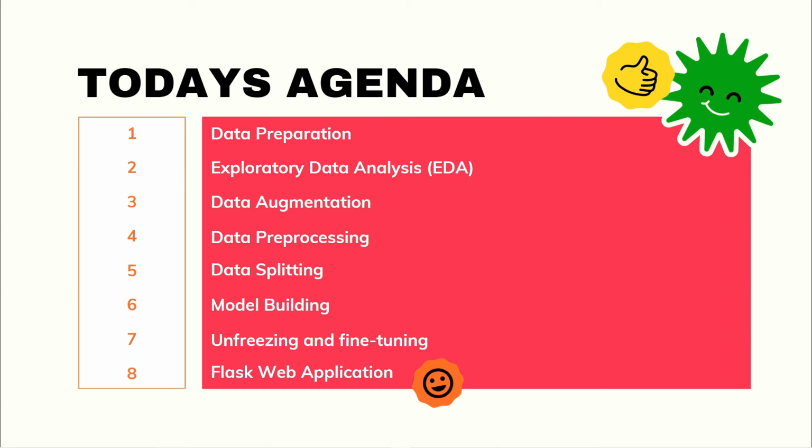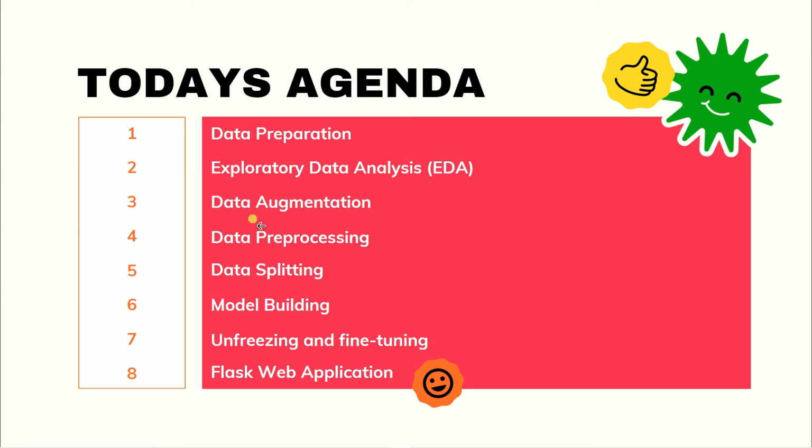Here is today's agenda. Let's see what I'm going to cover in this project. First, we're going to discuss data preparation. We are going to download the dataset from Kaggle and after that, prepare our dataset. Then you have the EDA, exploratory data analysis, which we will do for deep learning. Then you have data augmentation. If our data is imbalanced, then we are going to try to balance it using data augmentation and generate some new pictures.